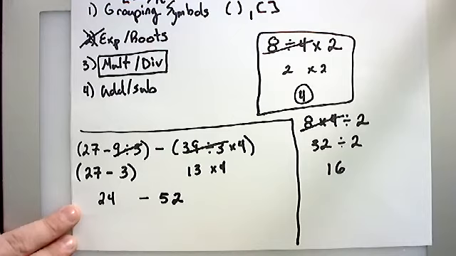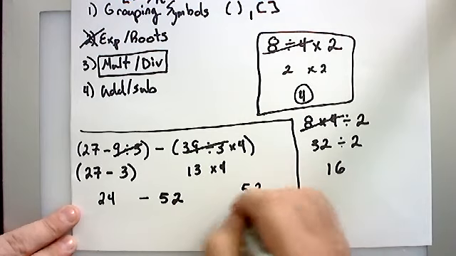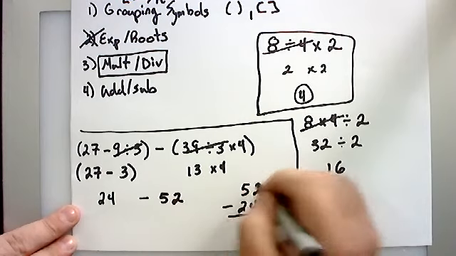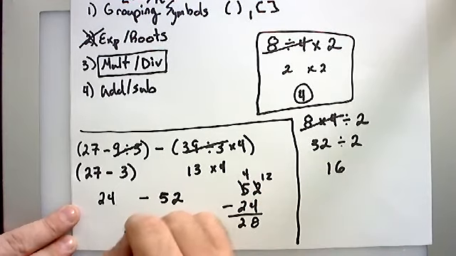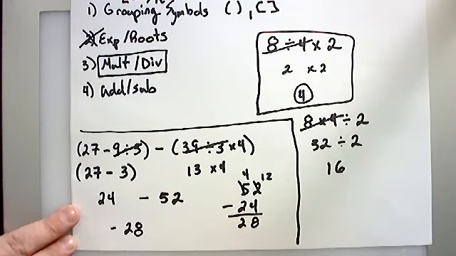Take a minute, make sure that makes sense to you. And then we just have to work this out. We got 24 minus 52, a positive number and a negative number, so we're going to subtract them. Larger number goes on top when you subtract, always. Borrow. 12 minus 4 is 8. 4 minus 2 is 2. So 28. And we keep the sign of the larger number. So negative 28.